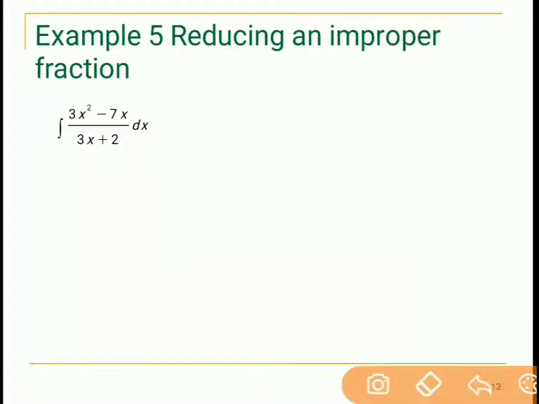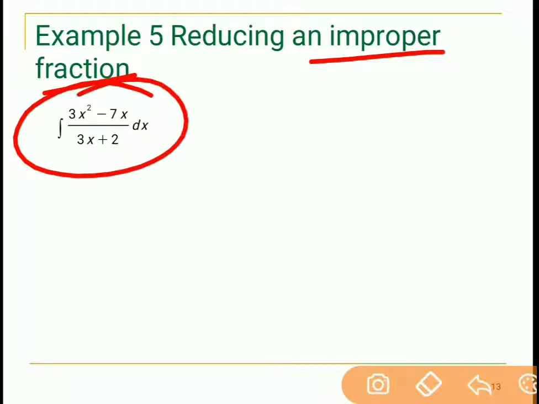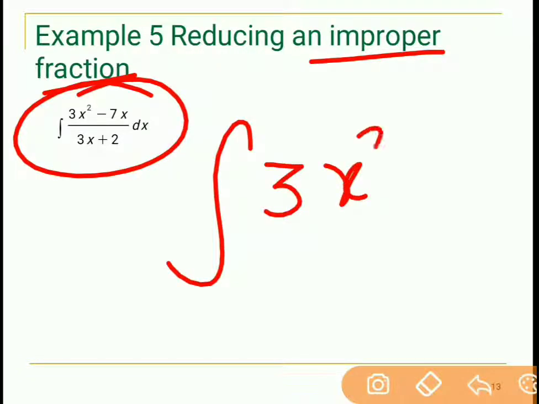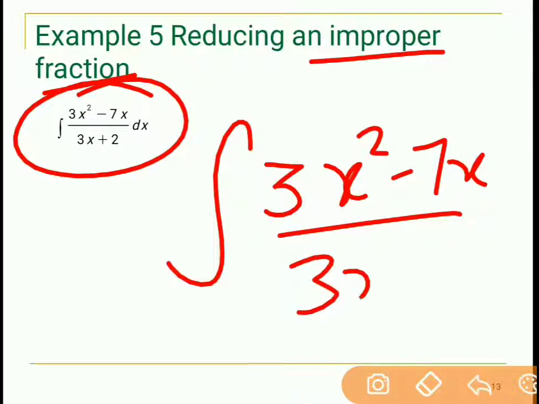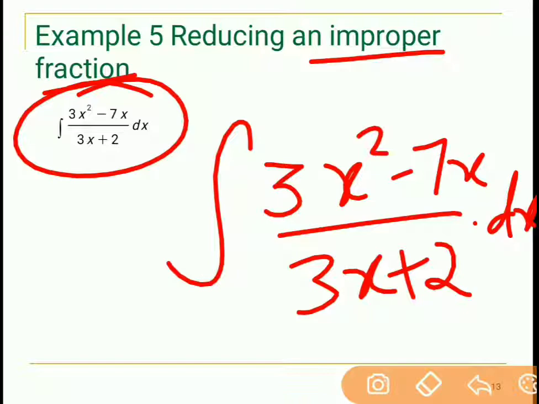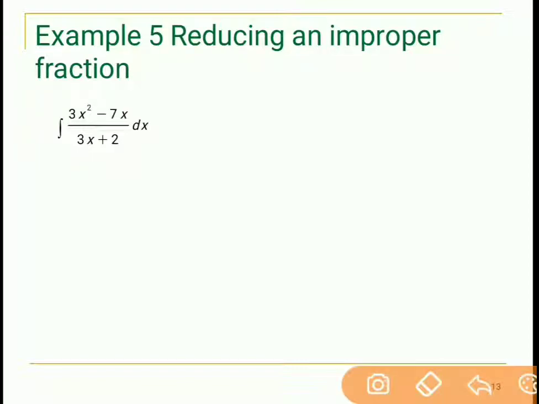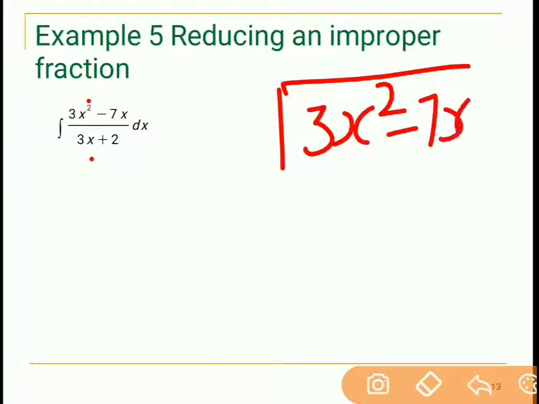Now let's move to the next problem, question 5, reducing to an improper fraction. We need to solve this integration 3x square minus 7x upon 3x plus 2 into dx. Now we need to reduce this fraction into an improper fraction. To do this, let us write the numerator. In this case, the numerator has higher power as compared to the denominator. The highest power in the numerator is 2 and in the denominator it is 1. So let us write down the numerator as 3x square minus 7x, and we have to divide this numerator by the denominator 3x plus 2.